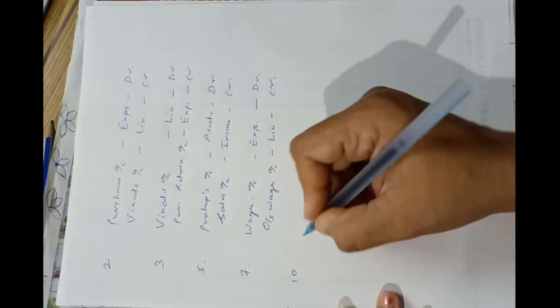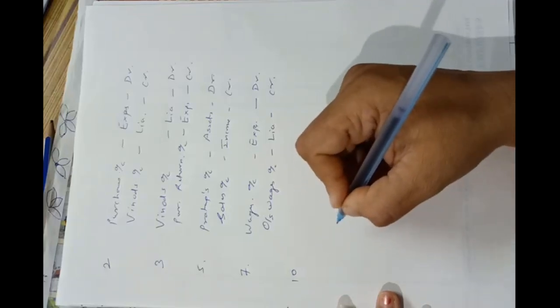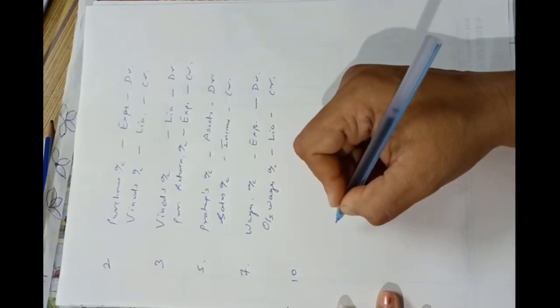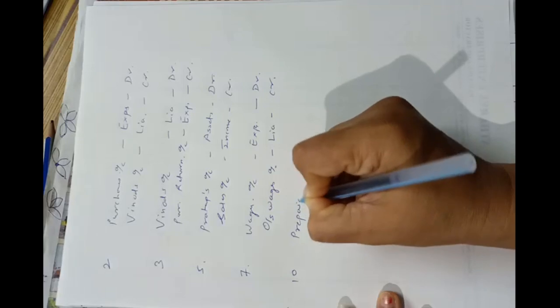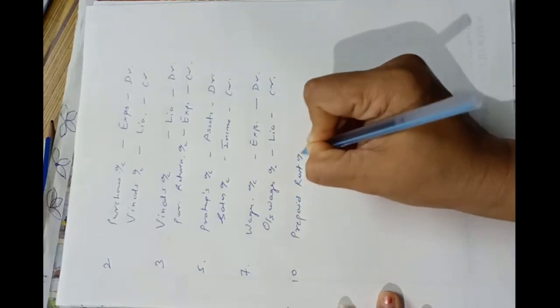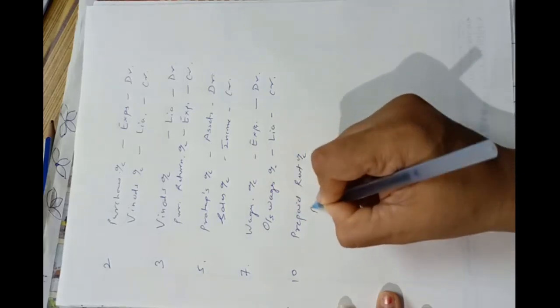So two accounts are involved here. When we pay something in advance, it is said to be prepaid. So first account will be prepaid rent account and second account will be rent account.